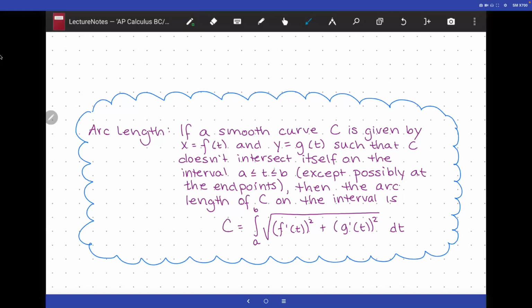So the key thing in here is the intersecting part. Your curve cannot intersect itself, except possibly at the endpoints. If it does intersect itself, you have to break it up into different integrals.